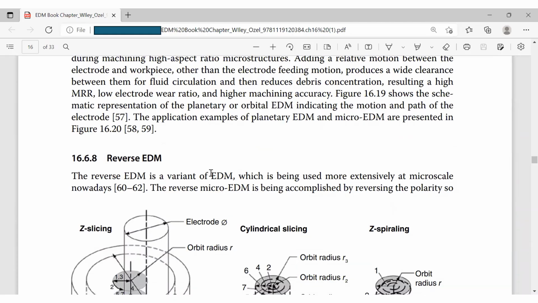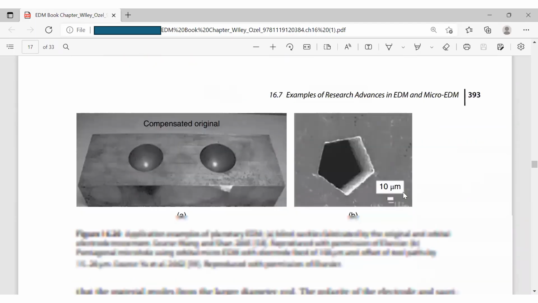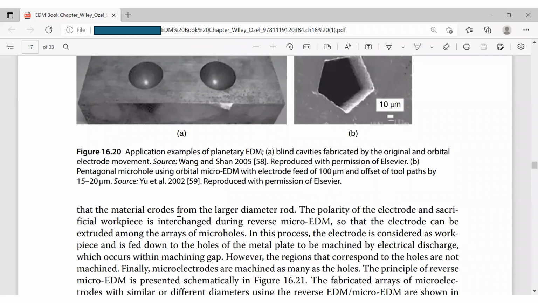The reverse EDM is also a variant of EDM which is used at the microscale nowadays. The reverse micro EDM is accomplished by reversing the polarity, so that the material erodes from the larger diameter rod, and the polarity of the electrode and the workpiece is interchanged during reverse micro EDM, so that the electrode can be extruded among the arrays of micro holes.